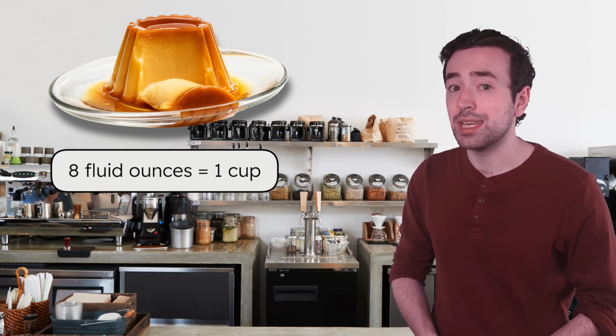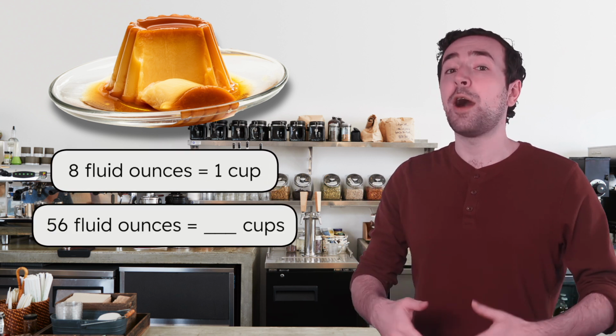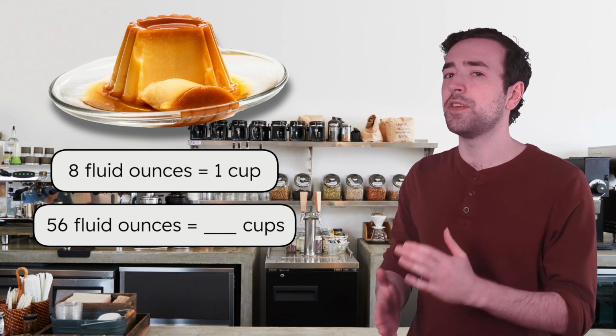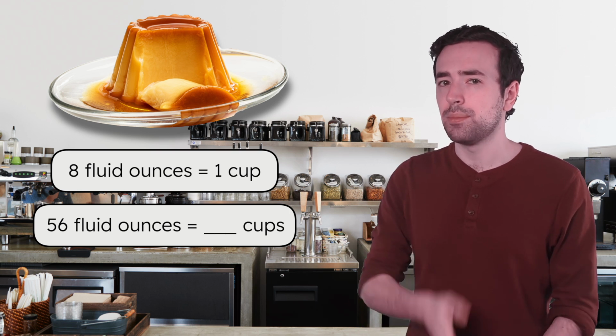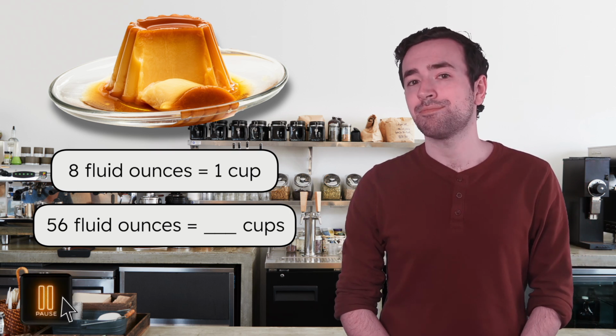Mateo's recipe for flan calls for 56 fluid ounces of milk. We know there are 8 fluid ounces in 1 cup. So, how many cups are equal to 56 fluid ounces? Pause here to solve in your guided notes.